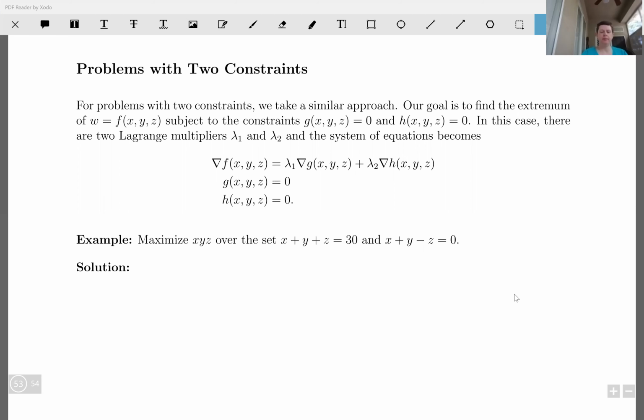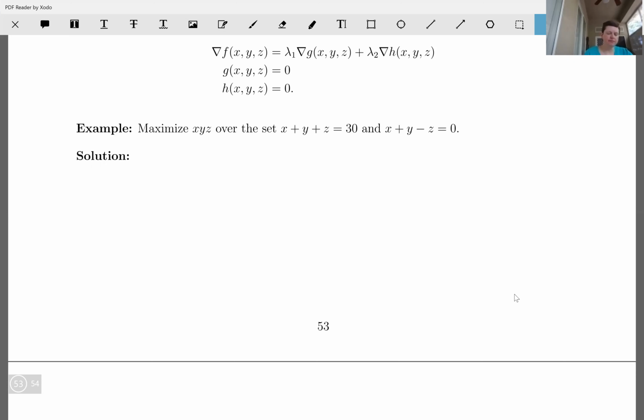And this time, the gradient of f is going to be a linear combination of the two. So lambda sub 1 times gradient of g plus lambda sub 2 times gradient of h. And of course, the constraint equations. So let's just do an example. We want to maximize x times y times z over the set x plus y plus z equals 30 and x plus y minus z equals 0.